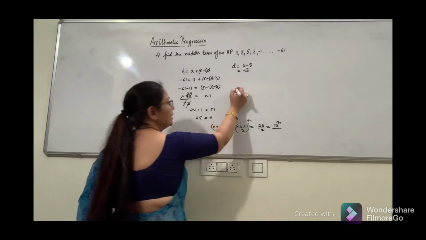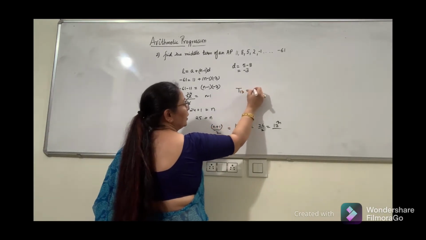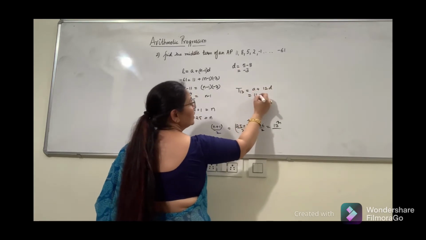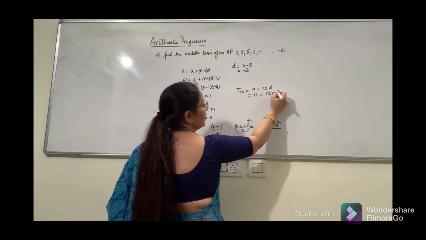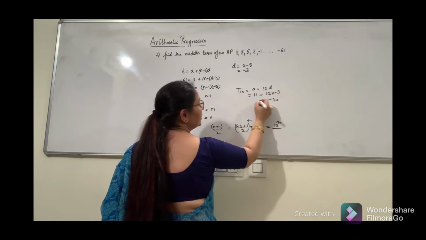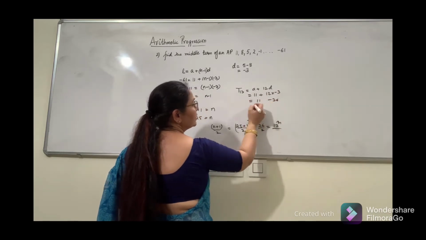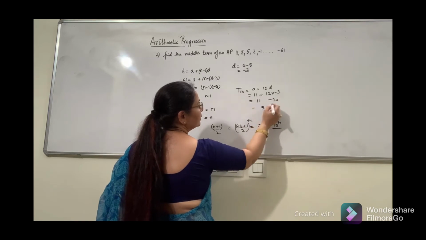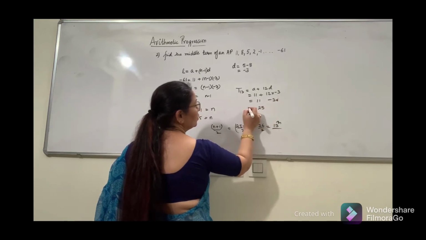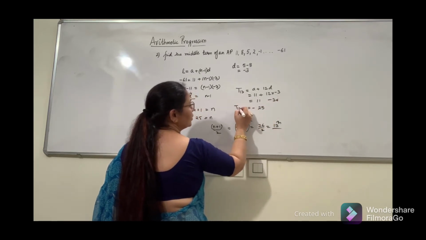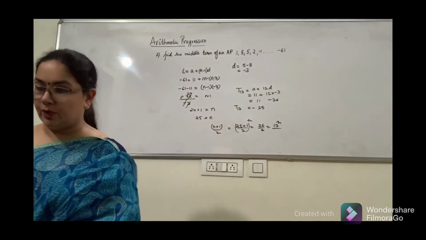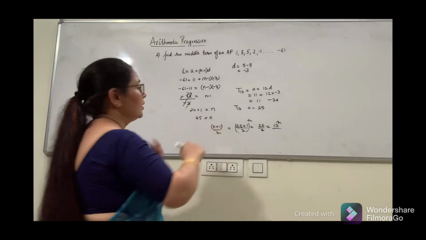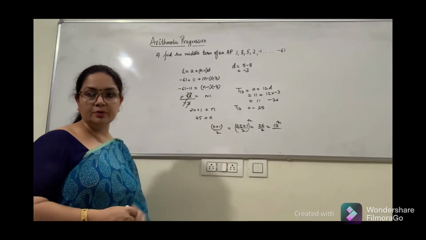Then we calculate the 13th term. T13 is equal to a plus 12d. What is a? 11, and 12 into minus 3. 12 times 3 is 36, minus 36 plus 11, and we'll get minus 25. So the answer is: the 13th term, which is the middle term, is minus 25. So pause the video to note it down.